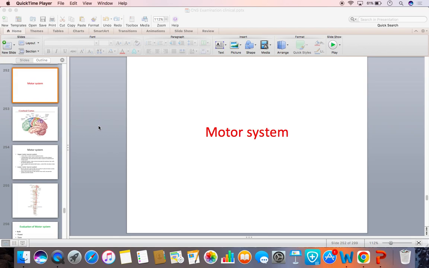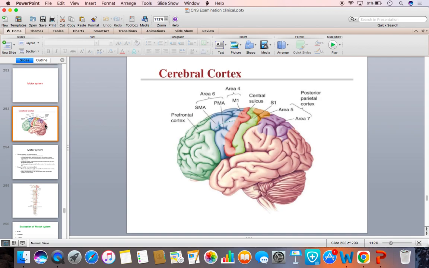Today I am going to talk about an important topic, that is the motor system. Well, look into the picture. This is the cerebral hemisphere showing the frontal lobe, parietal lobe, occipital lobe, temporal lobe, and continuing downwards in the pons, medulla, and the cerebellum.